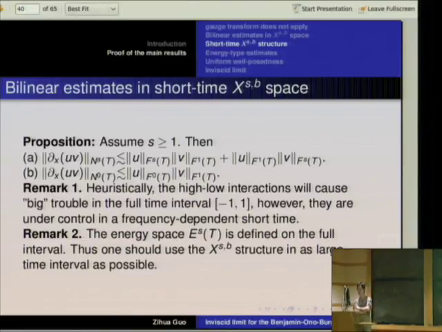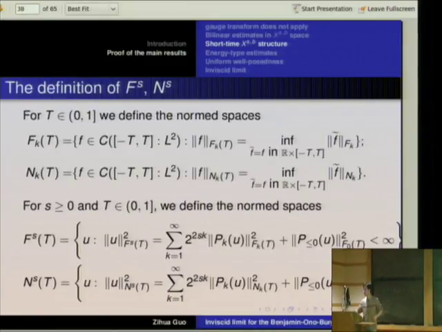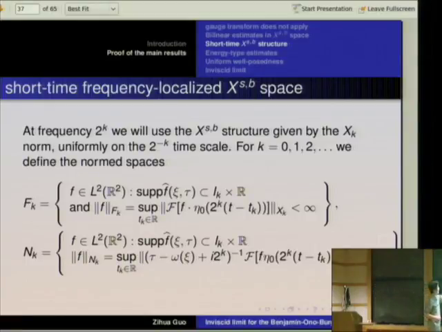Also, I would like to mention that the energy space is fixed; we didn't cut it or rely on the dyadic short time interval. We would like to use the XSB structure in as large a time interval as possible. Because the interval is larger, this norm is stronger, so when you do the energy estimate, you can get better estimates.